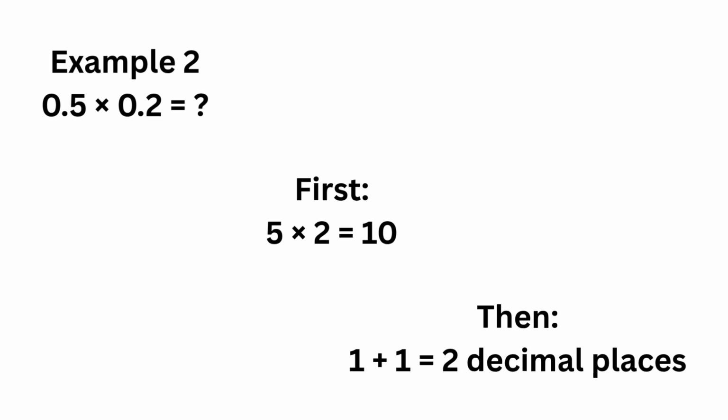Our example 2 is 0.5 times 0.2. First of all, you pretend there's no decimal. So you multiply 5 by 2 and it gives us 10. Okay, let's go back to the numbers we were given. 0.5 has one decimal place. 0.2 has one decimal place. So together they have two decimal places. You can see that, right? So you can tell the answer before we go to the next slide.